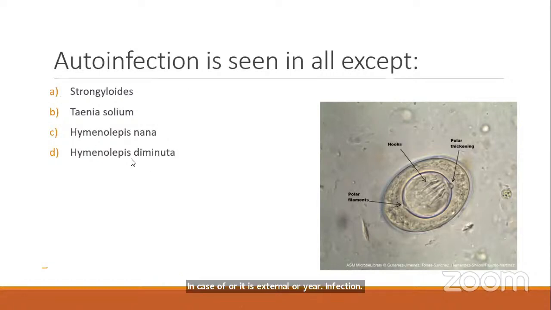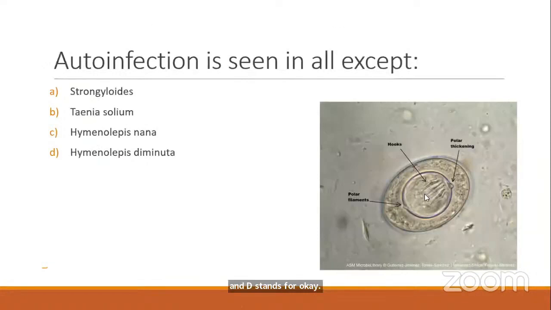So auto infection, the answer is Hymenolepis diminuta. Hymenolepis diminuta is actually not spread by auto infection. All the rest are. The mnemonic for auto infection is CHEST, where C can be Cryptosporidium or Capillaria philippinensis. H stands for Hymenolepis nana, E stands for Enterobius vermicularis, S stands for Strongyloides stercoralis, and T stands for Taenia solium. Okay, auto infection of Taenia solium. So this is a mnemonic for auto infection.